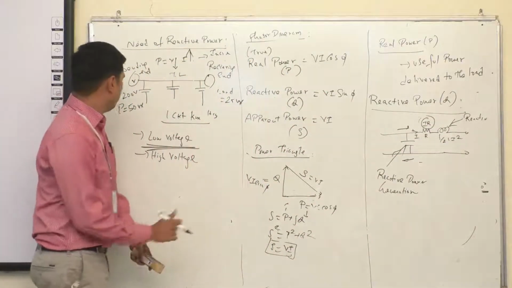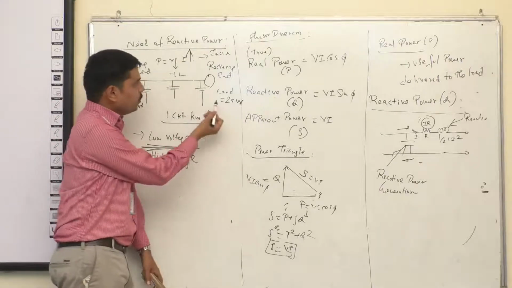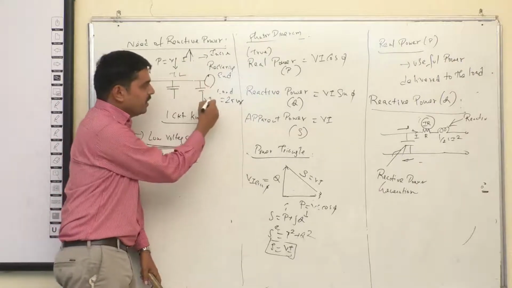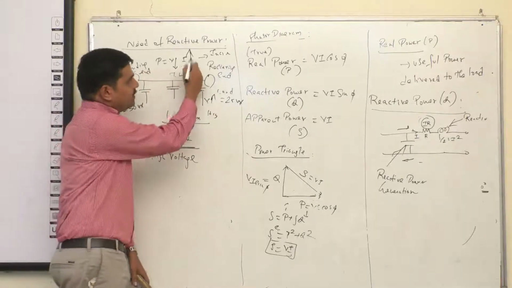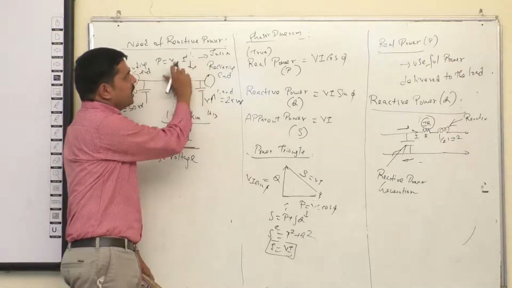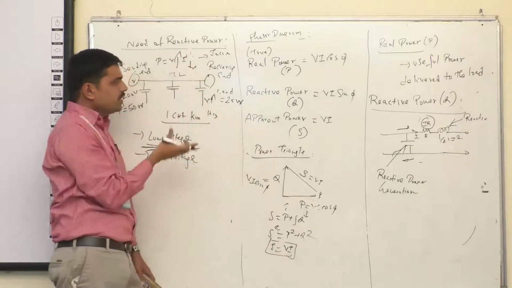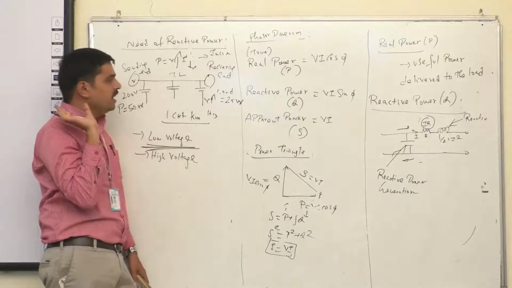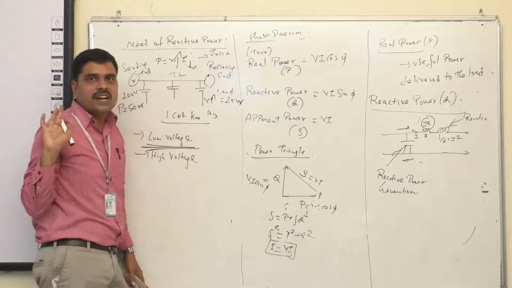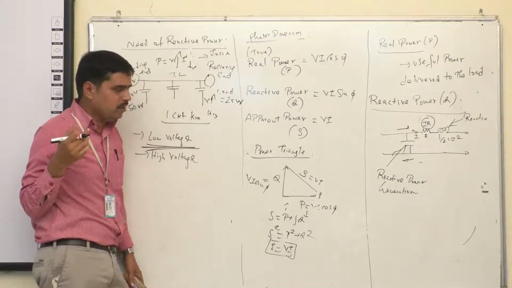So the receiving end voltage is greater. The receiving end voltage is very much greater. That means the current is reduced. Current is reduced means the load is very minimum. So this effect, where the receiving end voltage is greater than the sending end voltage, is called the Ferranti effect. You can see one example.